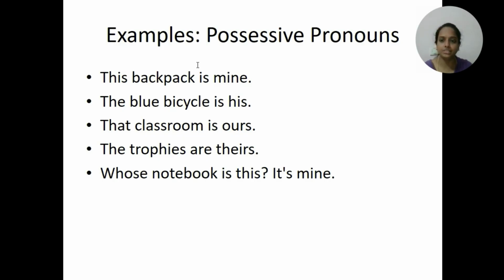Let's look at some examples here. This backpack is mine. The blue bicycle is his. That classroom is ours. The trophies are theirs. Whose notebook is this? It's mine. Got it? Easy, right? So if it belongs to you, the answer is mine. If it belongs to others, then the answer is theirs. Got it?